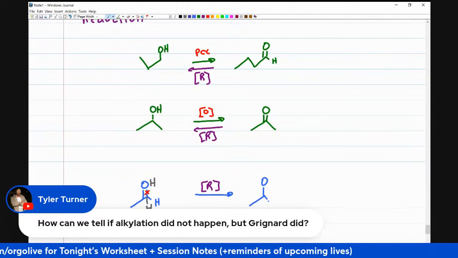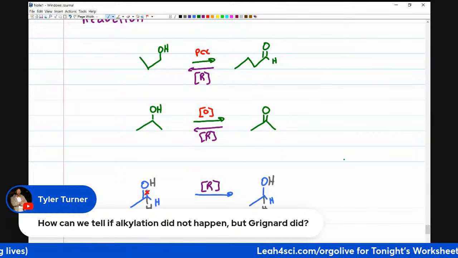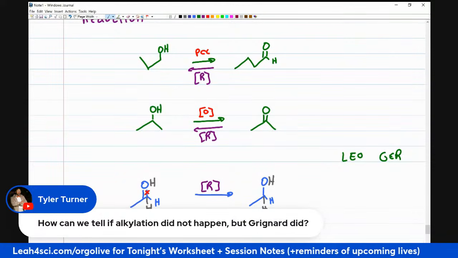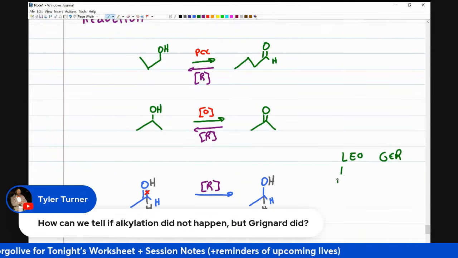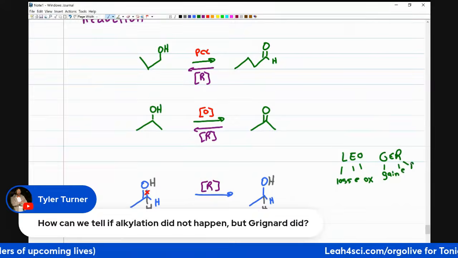So here we already had the one hydrogen, but now we're adding a second one here, and we're adding here. There are a lot of different mnemonics that students use for redox. I personally like "Leo the Lion says, grrr." That was my really scary word. Because this tells me that the loss of electrons is oxidation, and the gain of electrons is reduction.